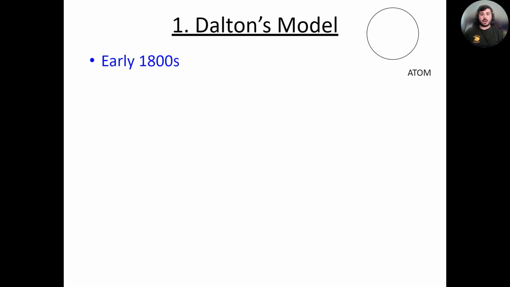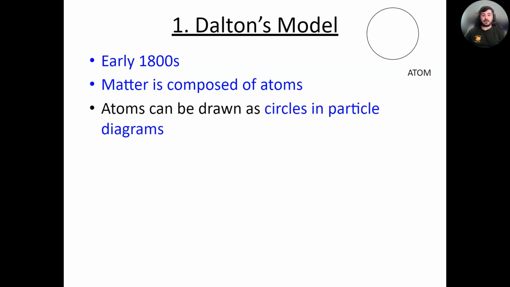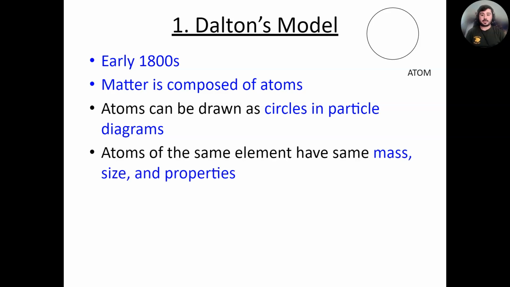Now we're gonna fast forward a lot of years, right? A lot of years from the ancient Greek times to the early 1800s to the very first official model of the atom, and this is actually what we base our particle diagrams off of from last chapter, chapter 3. So Dalton in the early 1800s made the determination essentially that matter is composed of atoms, and that it's important to be able to again use this idea of models to draw atoms. And essentially, what he was able to do was draw atoms as circles in particle diagrams. So you have Dalton to thank for your particle diagrams from last chapter.